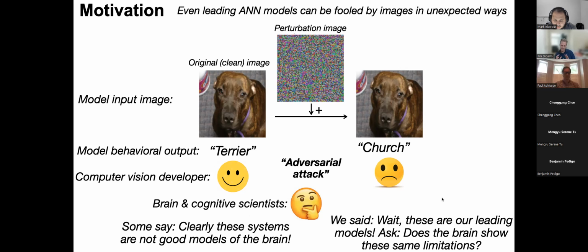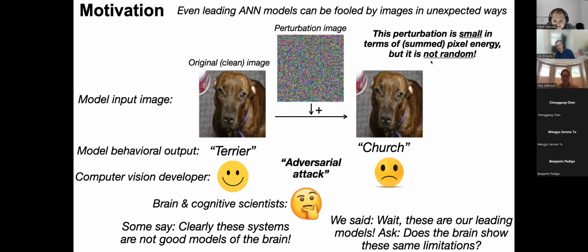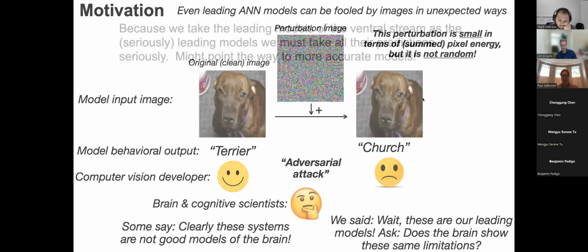But we said, instead, wait, we're taking these models seriously. They are our leading models. We know they're not perfect, but let's at least ask this question of how much of this is actually happening within the brain when you subject it to adversarial attack. Does the brain even show any of these kinds of limitations at all? Now, keep in mind, again, this perturbation is not random. So we couldn't ask this question experimentally before having these models. But now that we have these models, we can use them to ask this sort of perturbation level question.